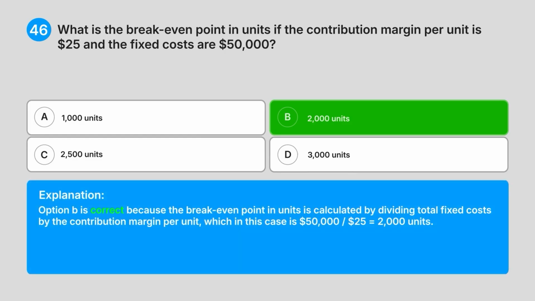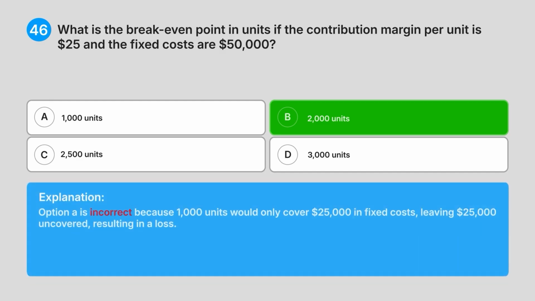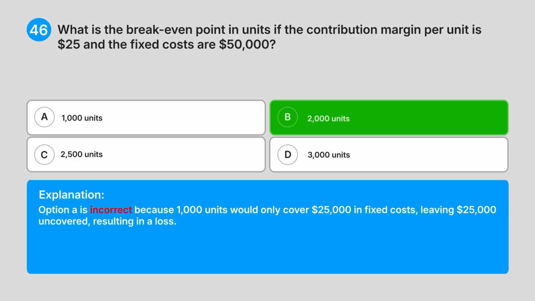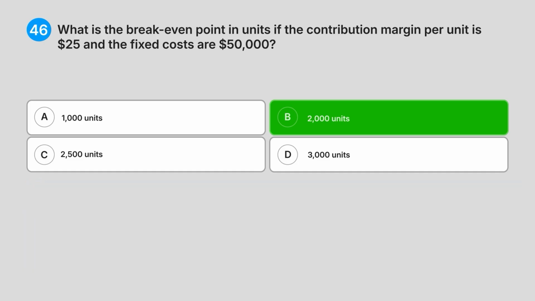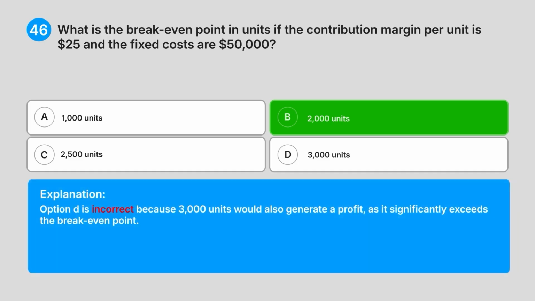Explanation: option B is correct because the break-even point in units is calculated by dividing total fixed costs by the contribution margin per unit, which in this case is USD 50,000 / USD 25 = 2,000 units. Option A is incorrect because 1,000 units would only cover USD 25,000 in fixed costs, leaving USD 25,000 uncovered, resulting in a loss. Option C is incorrect because 2,500 units would generate a profit since it exceeds the break-even point. Option D is incorrect because 3,000 units would also generate a profit, as it significantly exceeds the break-even point.